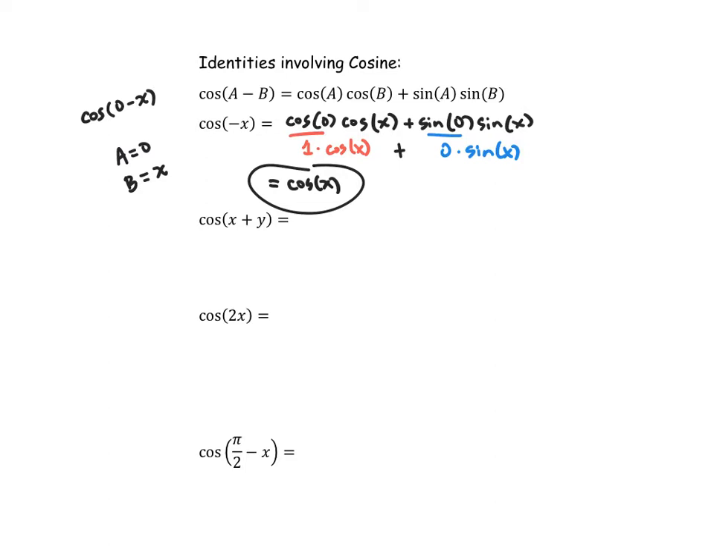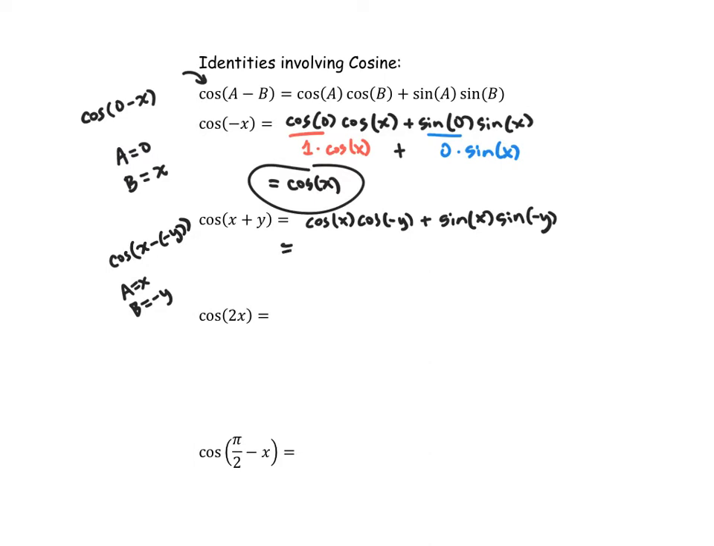Okay, let's develop cosine of x plus y. So this would be cosine of x minus a negative y. And the reason we do that is we want it in this form up here. So A is x and B is negative y. So this would be cosine x cosine negative y plus sine x sine of negative y.